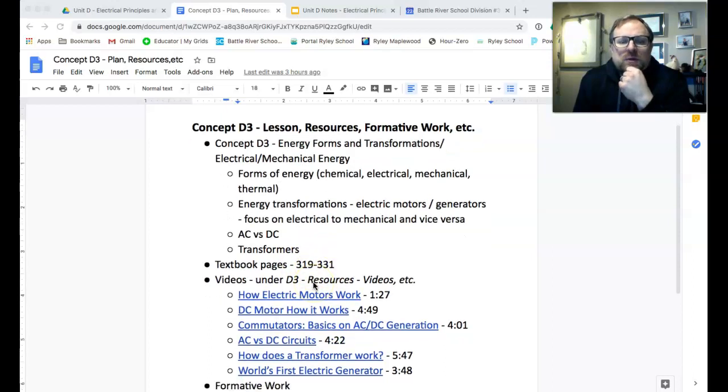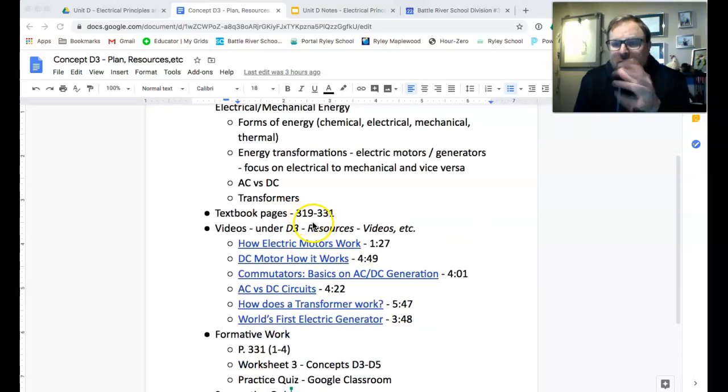The textbook pages you'll cover in this concept are 319 to 331. I've got a whole whack of different videos on here. Most of them are just accessories to the stuff I'm going to be talking about, to give you a little more background. You don't have to watch all of them. If I was going to pick a few, I would look at how an electric motor works for sure and try to have an understanding of that. It might be worthwhile having a look at the AC versus DC material, and then maybe how a transformer works. But that's really up to you. These are just accessories beyond what we have for this particular concept.